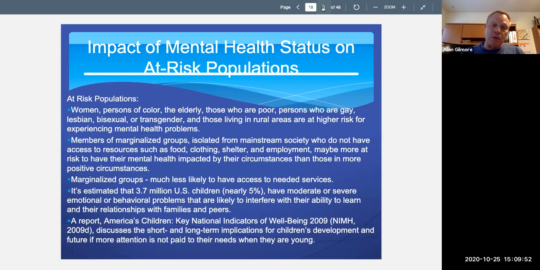It's estimated that 3.7 million US children, nearly 5%, have moderate or severe emotional or behavioral problems that are likely to interfere with their ability to learn and their relationships with families and peers. And we certainly do see that with autism. And then finally, a report, America's Children: Key National Indicators of Well-Being, out of the National Institute of Mental Health, discusses the short- and long-term implications for children's development and future if more attention is not paid to their needs when they are young. So the earlier we can identify and diagnose an individual child who may be at risk for mental health issues, the more likely we are to reduce the impact of that condition on their lives and their ability to function.